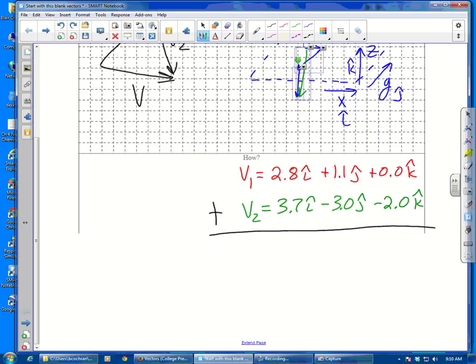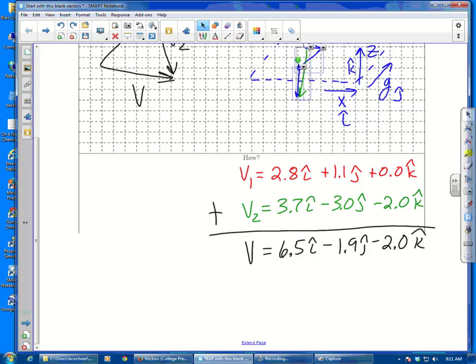So, v1 plus v2 is v. I just add down my column. 2.8 plus 3.7 is 6.5. Minus 1.9j, minus 2.0k. And those would be the components of the addition of those two vectors.